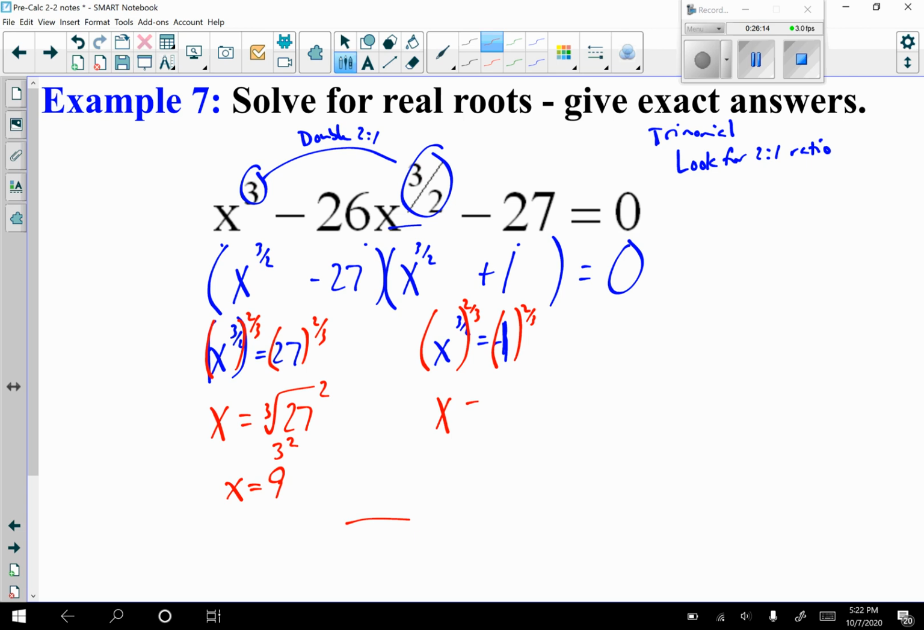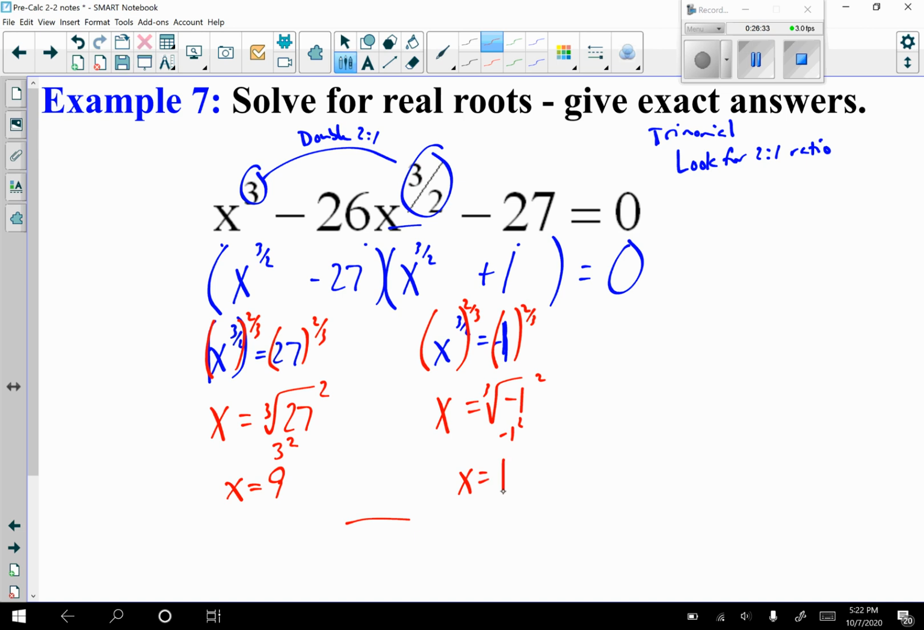X to the first equals -1. We have to do a cube root and then square it. I put an extra little parentheses in there, so get rid of that. Do the one you want first. Cube root of -1 is -1, so -1 squared is 1, right?